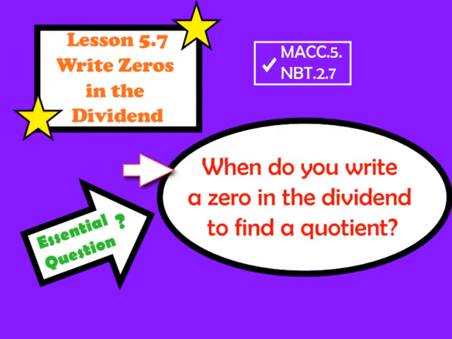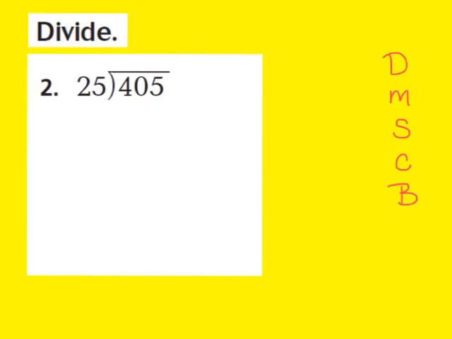The essential question for this lesson is, when do you write a zero in the dividend to find a quotient? Now, go ahead and open up your Go Math workbooks to Lesson 5.7, found on page 113, and let's get started. Now, let's take a look at question number 2.